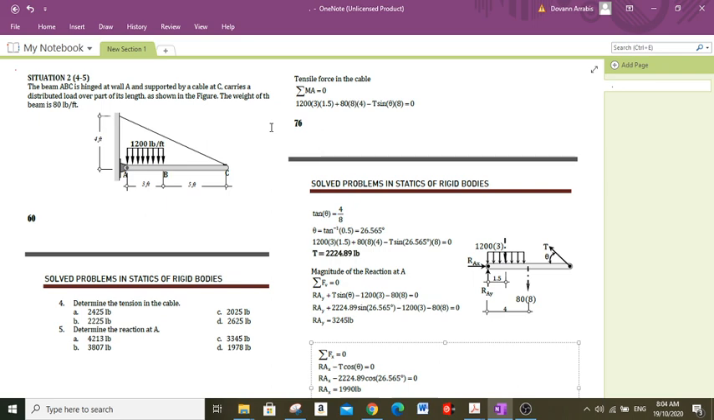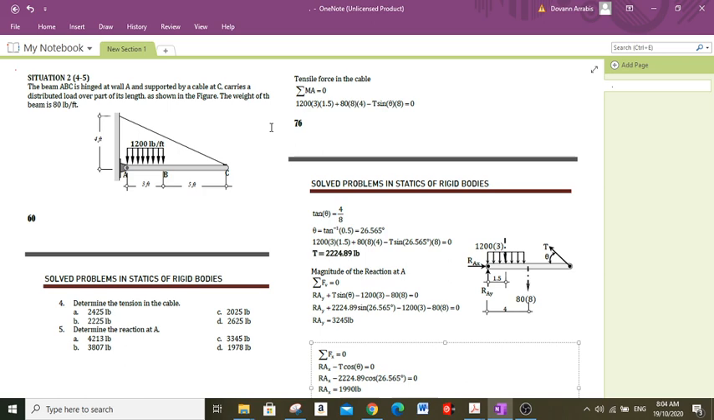This day I will be solving a problem. This is an example of a topic in statics: equilibrium of non-concurrent force system. Okay, so without any further ado, let's start.